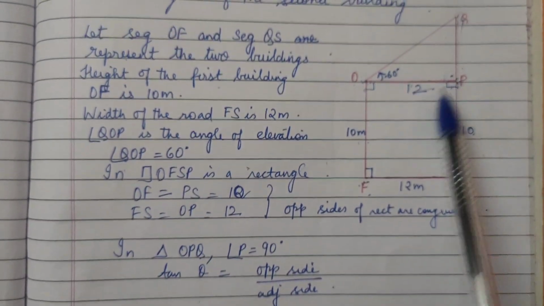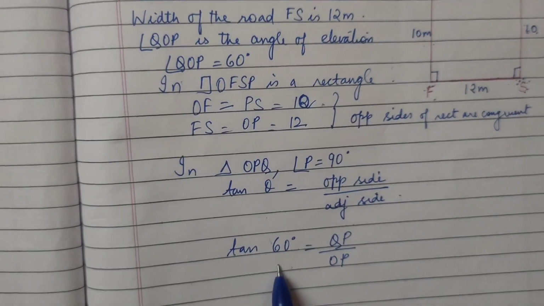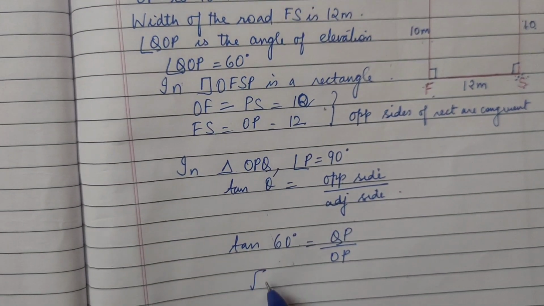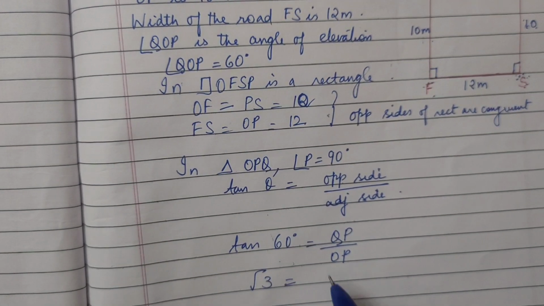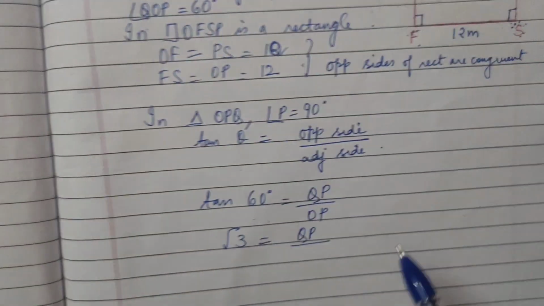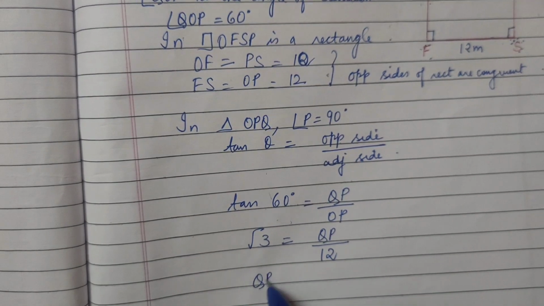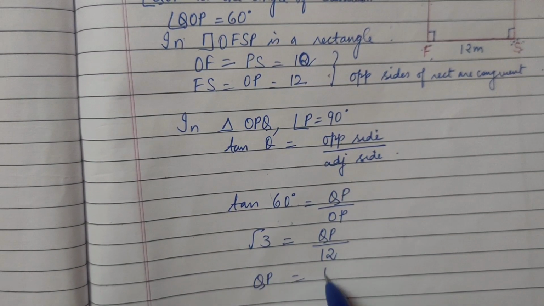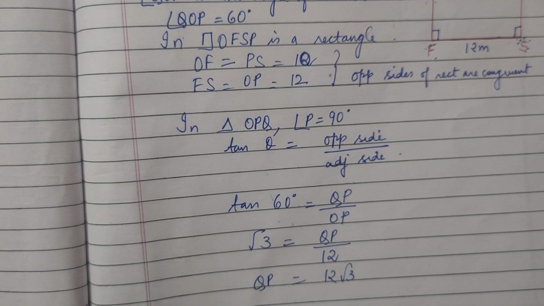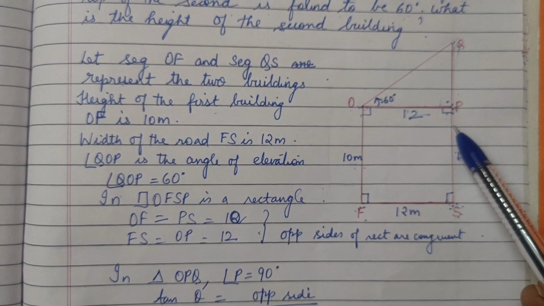So tan 60 equals QP, opposite upon adjacent here. We know tan 60 value is root 3, right? QP has not been given and OP is given as 12 here. So we are putting the values here, 12 here. We'll do a cross multiply. QP equals 12 into root 3. So QP we have found as 12 root 3.